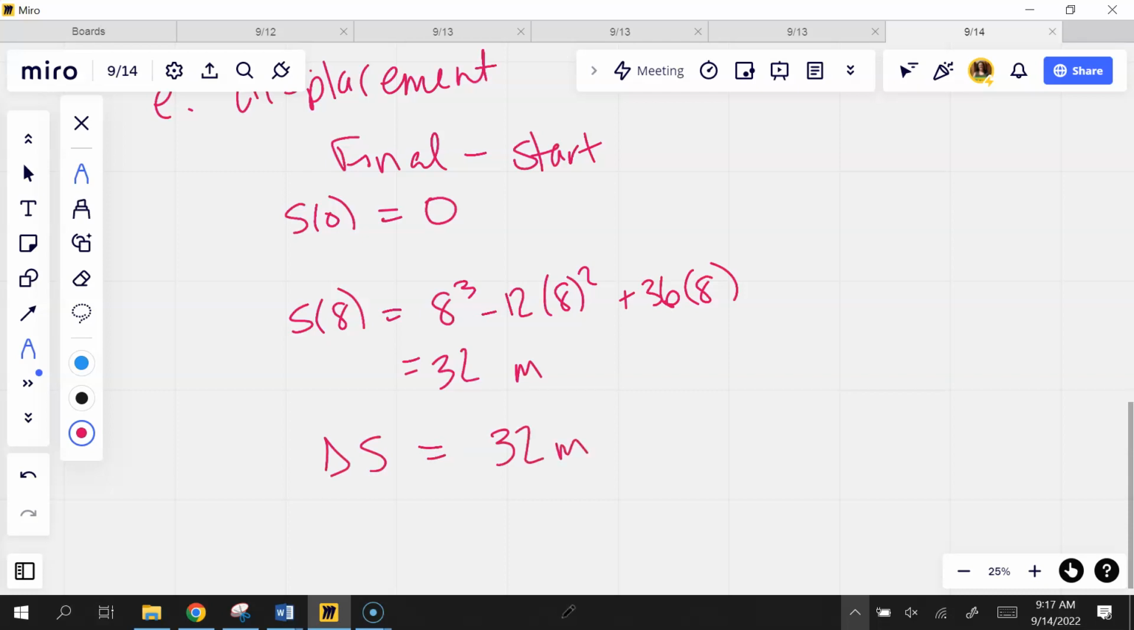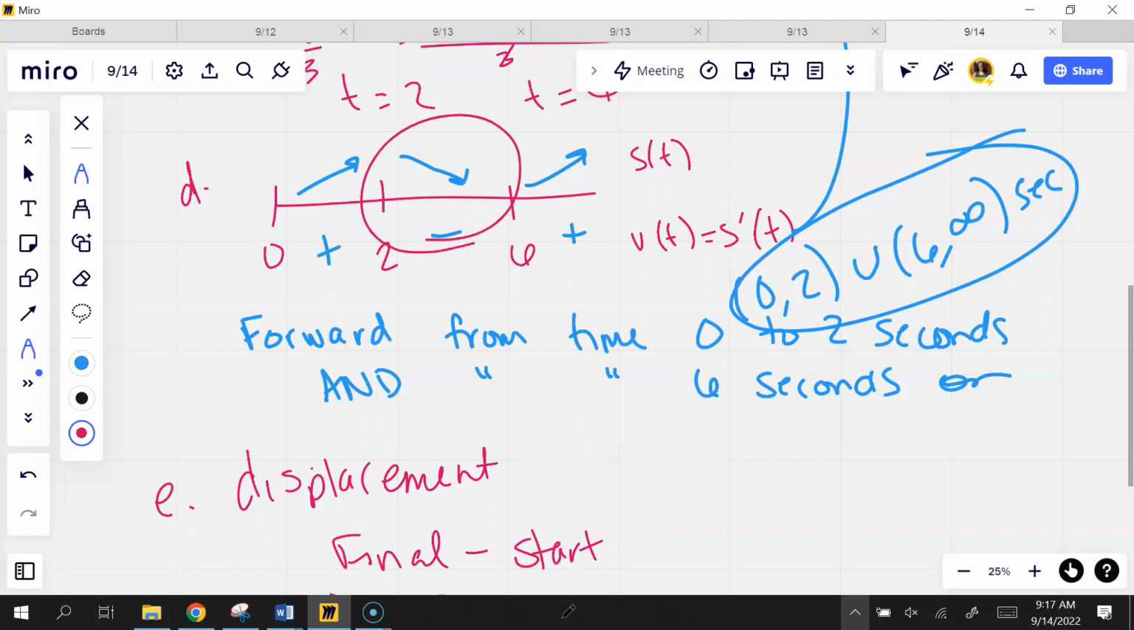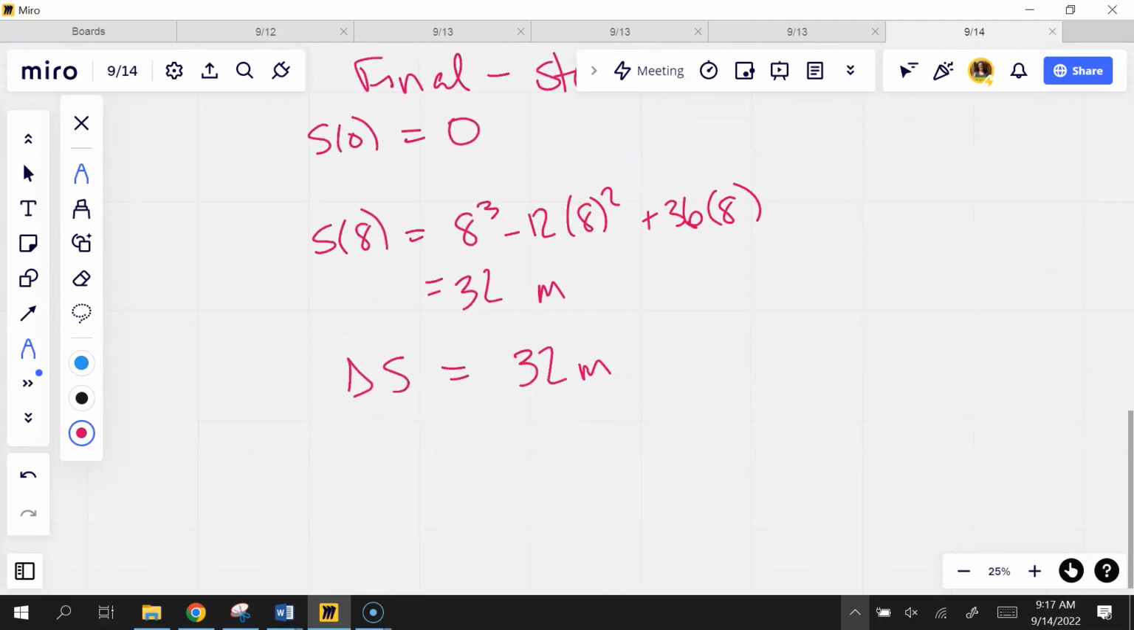Is that how far he actually traveled over the 8 seconds? No, because he went backwards and forwards, right? He went backwards during this interval. So it's not the total distance he traveled, but it is the displacement. It's the difference in where he started.